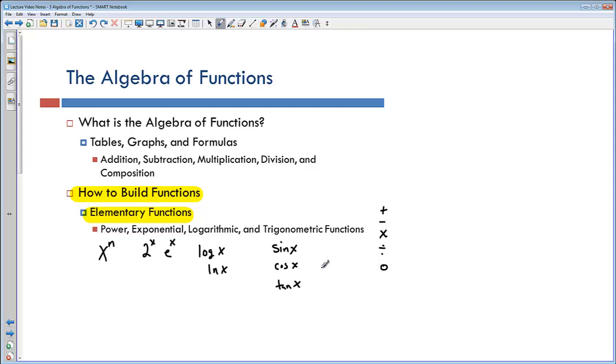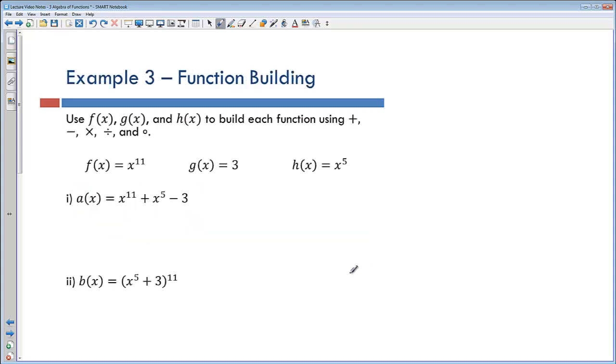So we want to get good at building functions out of these types of functions with these operations. That's really the point of the next example. What we want to do here is use f, g, and h to build each function using addition, subtraction, multiplication, division, and composition. This takes a little bit of practice, but it's really not that hard in the end.